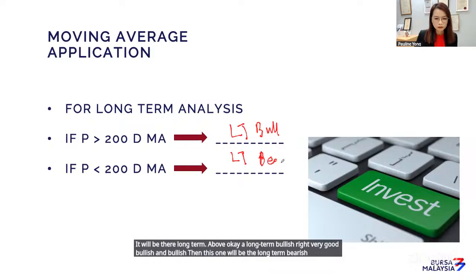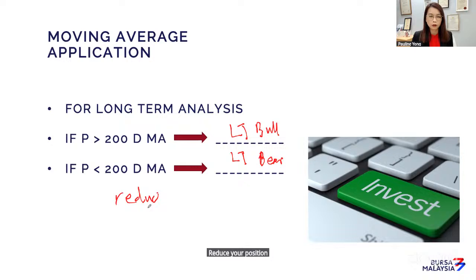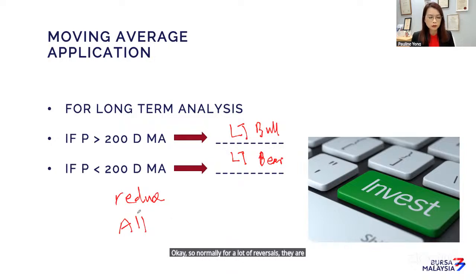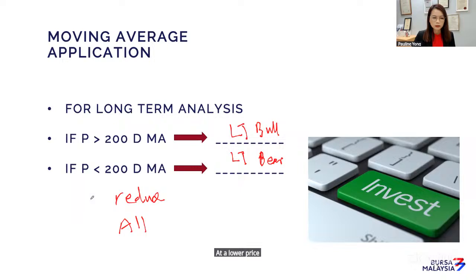So if you are the Warren Buffett style kind of investor, if it's below the 200-day MA line, I think you need to either reduce your position, that means you sell part of your stocks, or sell all of your stock. Normally long-term investors are not willing to sell all, so I would just ask them to reduce your position, park some cash first. And when the price goes down further, then only you can buy back at a lower price. This is just to protect your capital.